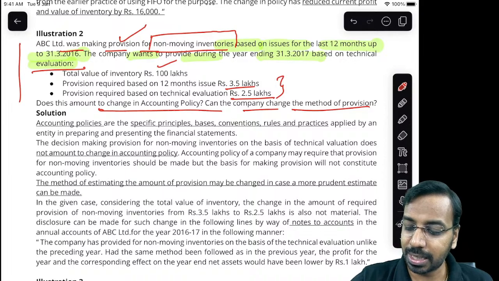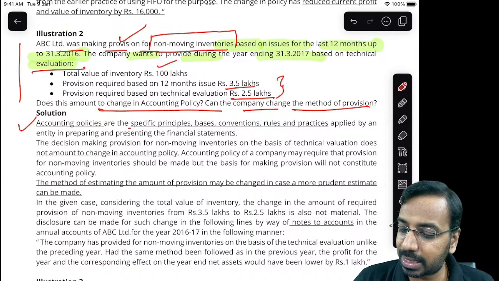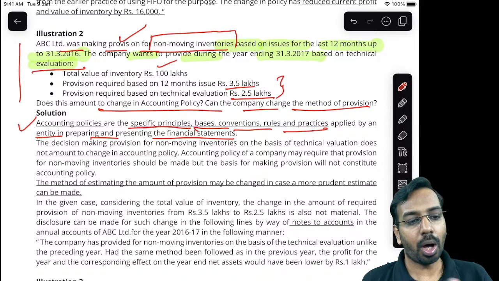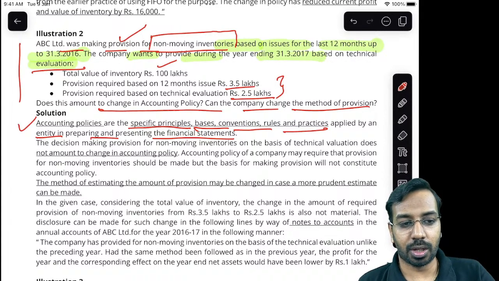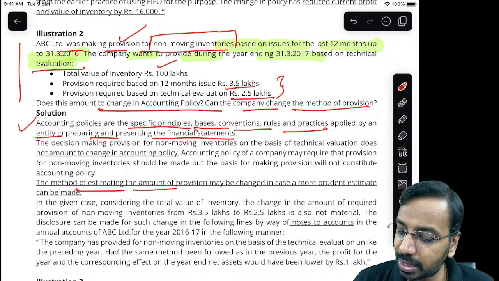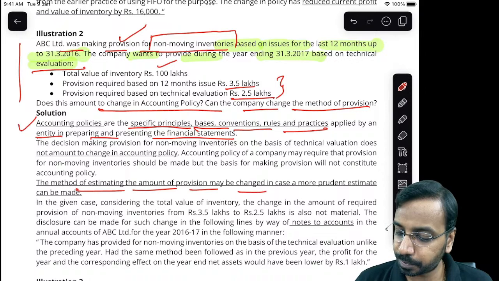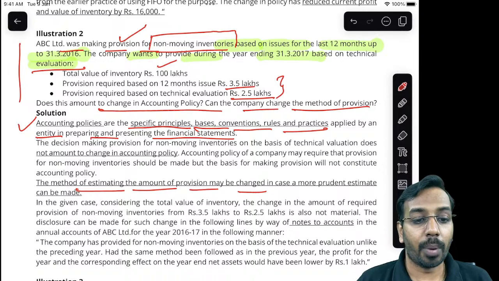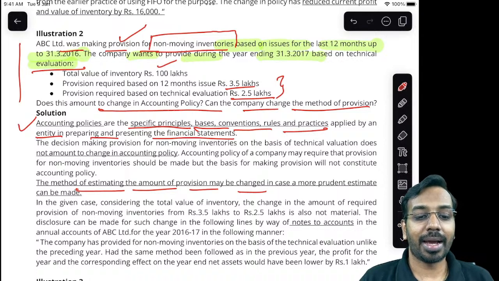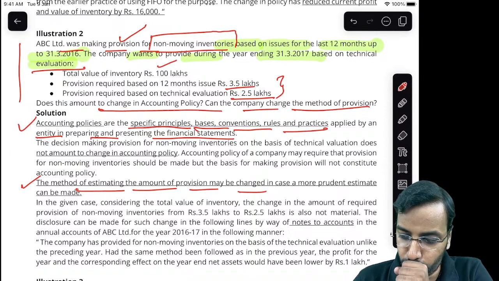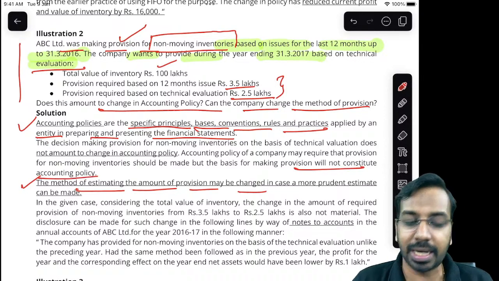So here, how do you answer? Define accounting policy. Accounting policies are the specific principles, bases, conventions, practices applied by an entity in preparing and presenting the financial statements. Or you can also use the definition that we have understood earlier: specific principles and methods of applying those principles. The method of estimating the amount of provision may be changed. However, this is not a change in the accounting policy, but it is a change in the accounting estimate, right? Now that is what has to be done. So it will not constitute a change in accounting policy.